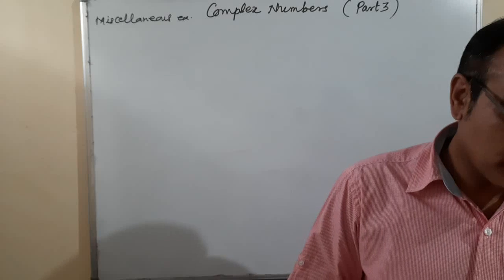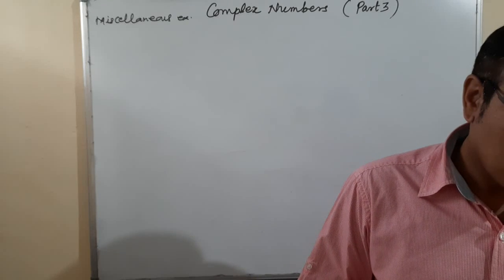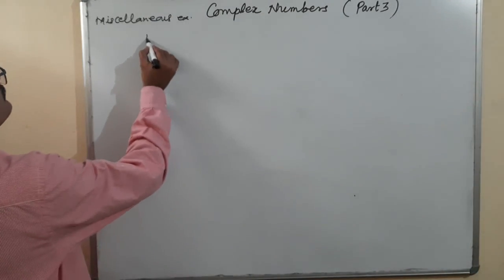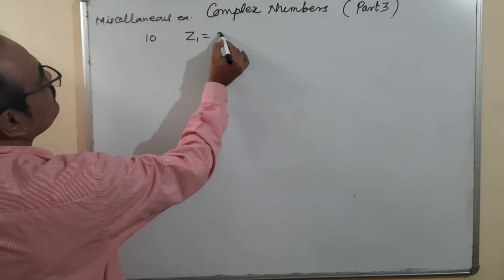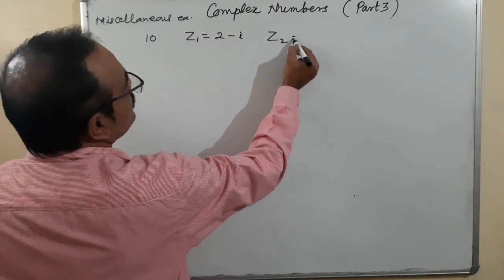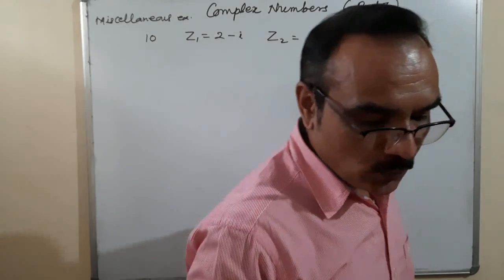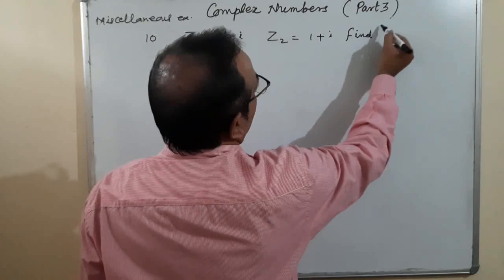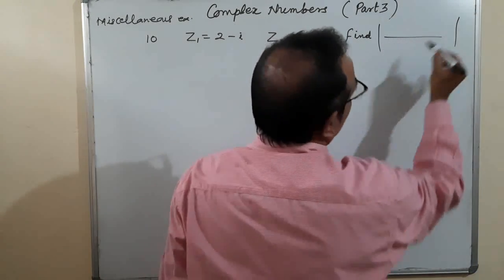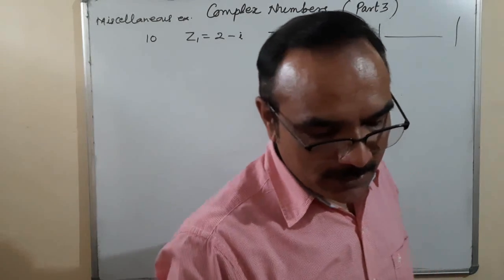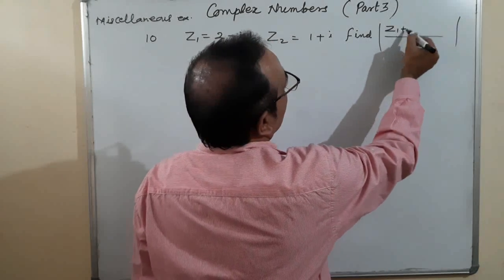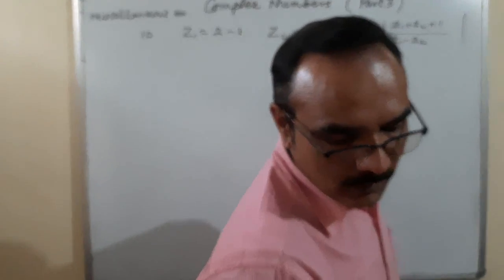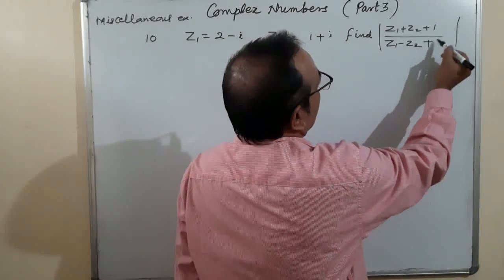Now I want to take question number 10. Z1 is equal to 2 minus i and Z2 is equal to 1 plus i. Find the modulus of the value given: Z1 plus Z2 plus 1 upon Z1 minus Z2 plus 1. Okay, nothing special in it.